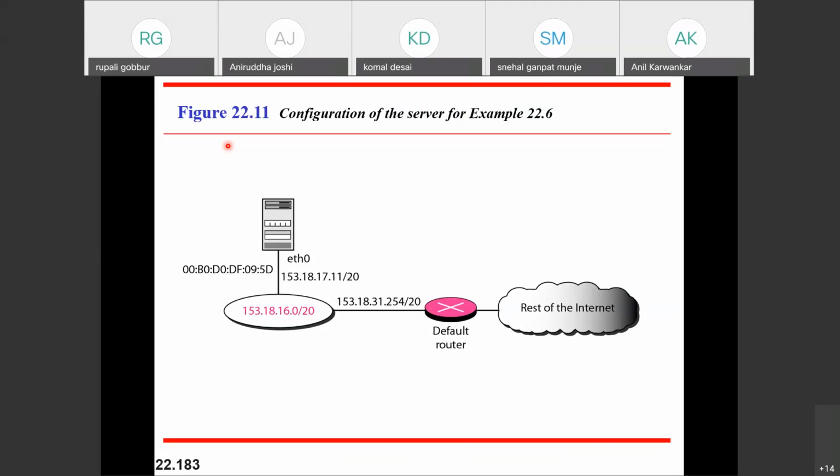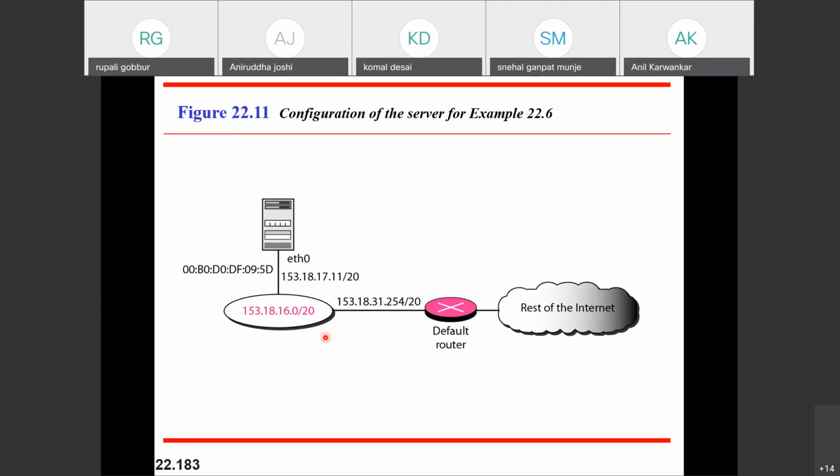See here, configuration of a server. For the example given in the versions book 22.6, it's the default router which is defining the public domain IP address. The public domain IP address will be in the range 153.18.0/22, with a subnet mask of 255.255 dot something and something.